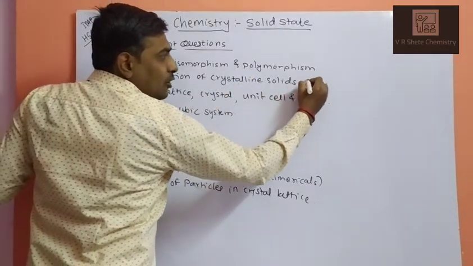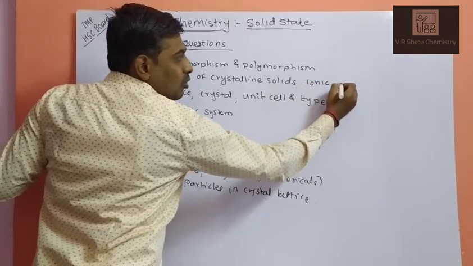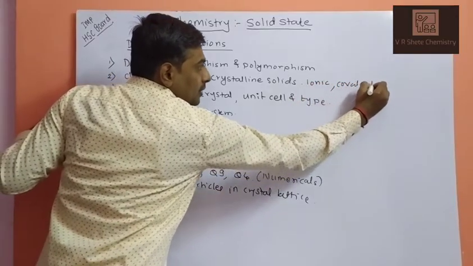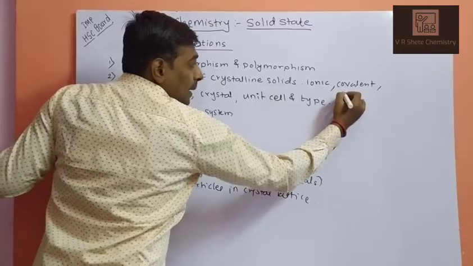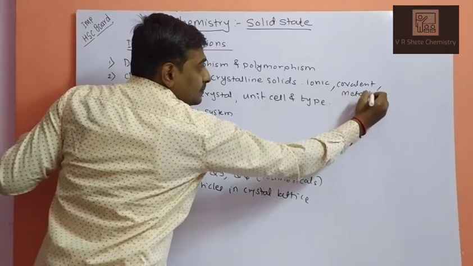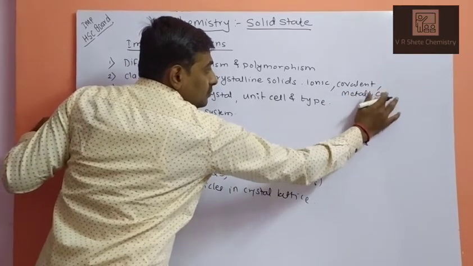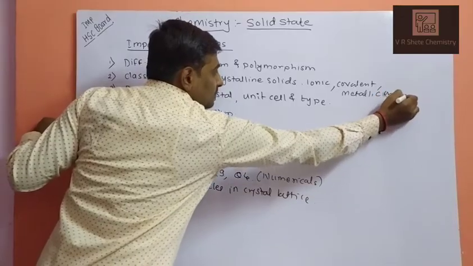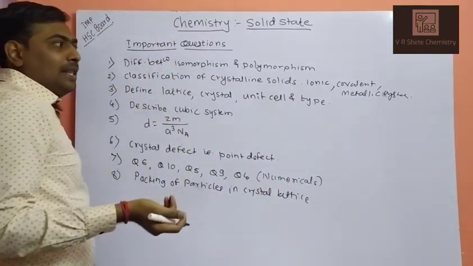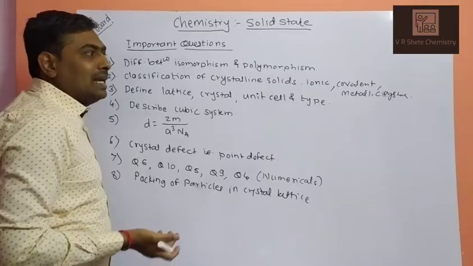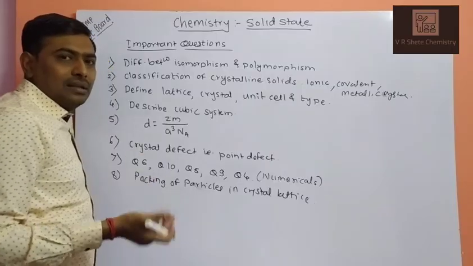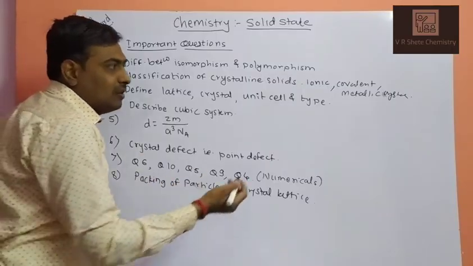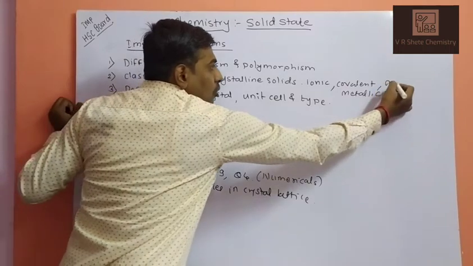It may be asked for ionic crystal, it may be asked for covalent crystal. Third, it may be asked for metallic crystal. So there are 4 types. Out of 4, a question will be there on any one topic. Metallic, ionic, covalent. These are the different crystalline solids. One more is there, that is molecular crystal.